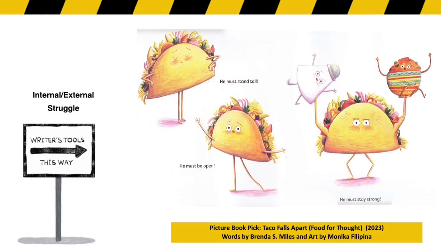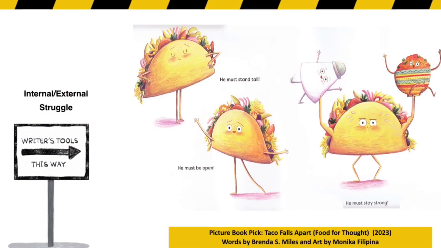internal-external conflict. Taco is under tremendous pressure to do his job and to do it well. This is what he thinks everyone expects from him. We see this in the text. He must stand tall. He must be open. He must stay strong.